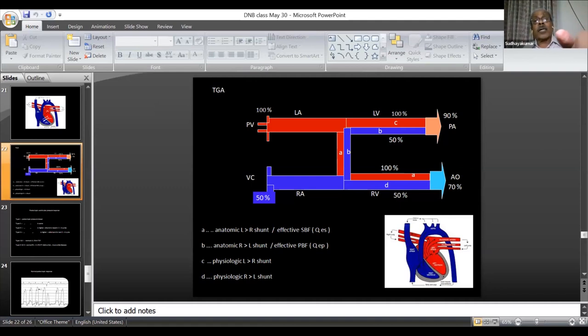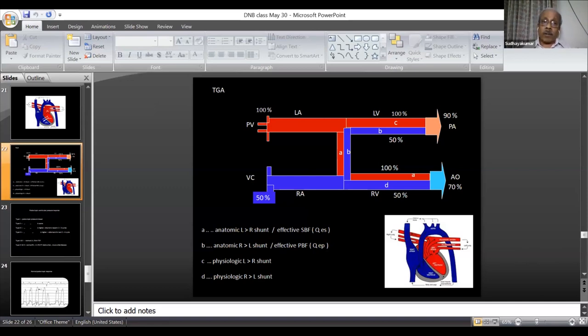So this is the anatomical left-right shunt. That is, from the left it is going. It is saturated blood which is going from the left side to the right side, and that goes to the aorta. So that is the effective systemic blood flow. That is the oxygenated blood which crosses and goes to the tissues. That is the effective systemic blood flow. That is, the anatomical left-right shunt is the effective systemic blood flow.